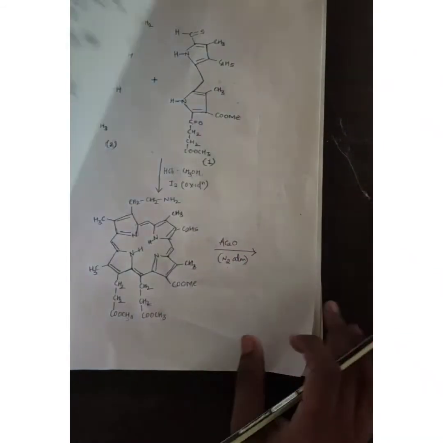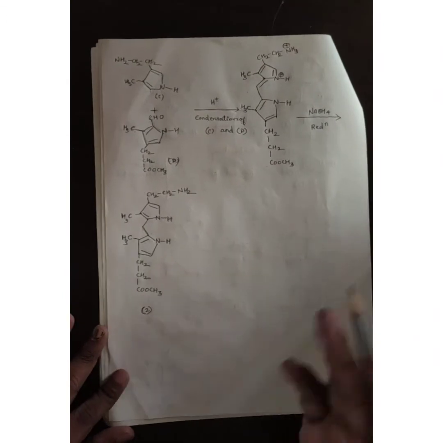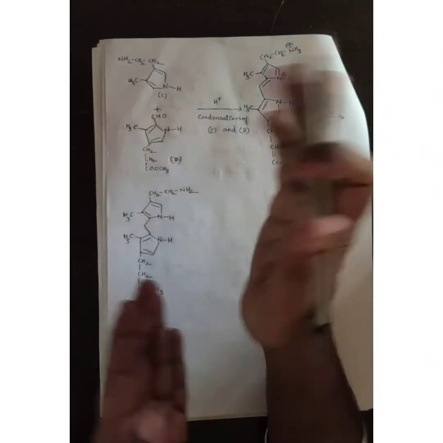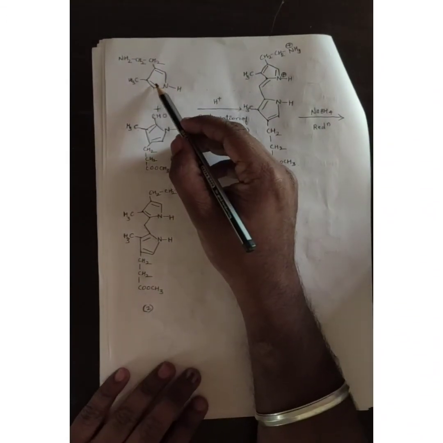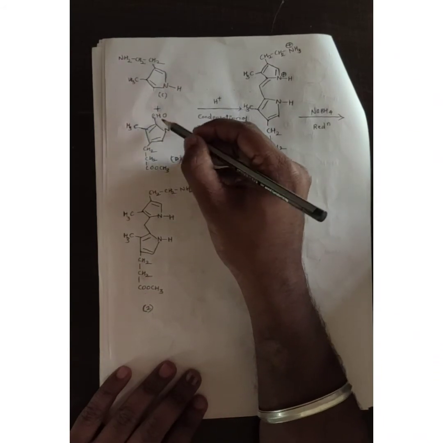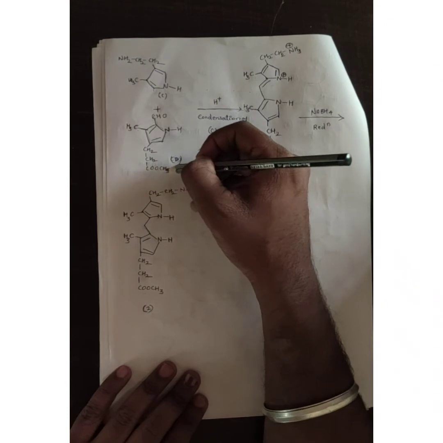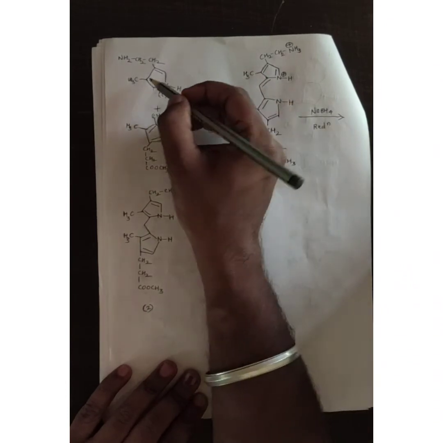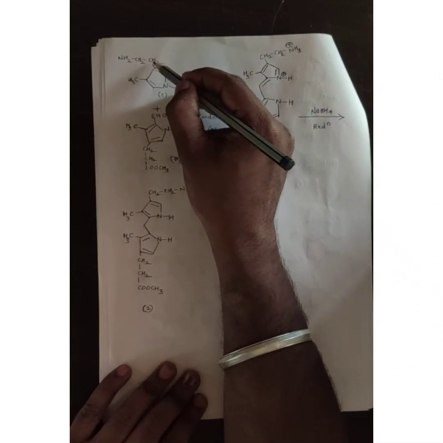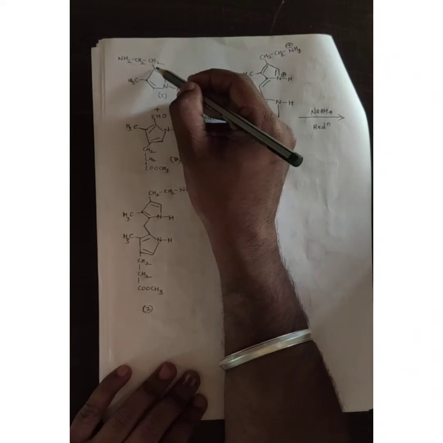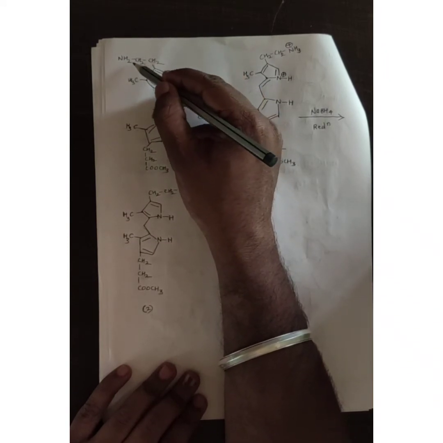Now the second part. The first half of the chlorophyll structure we have synthesized. Now the second half: the two pyrrole rings on the other side, the left-hand side. One pyrrole ring has a CH2 CH2 COO CH3 group. CH3 is common here, and where the vinyl group CH double bond CH2 is, I am writing it as CH2 CH2 NH2.